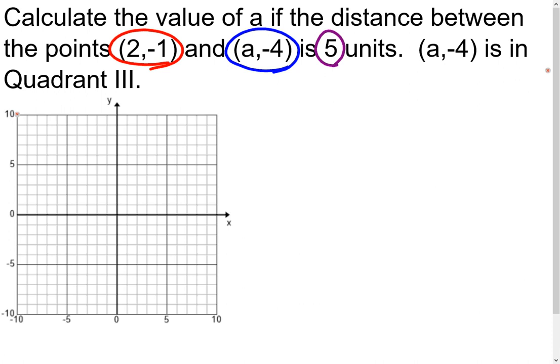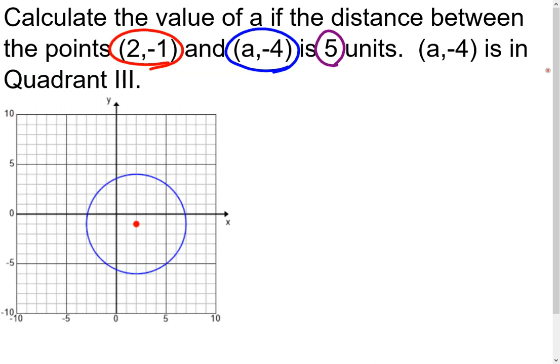So here's what I've done. I've looked at it. If I graph it, it looks like this. Now I know I have a circle here, but notice I have my first point in the red. Now my second point, I don't know where that's at because I don't know the x value, but I do know that it's 5 units away from the center. So 5 units away from that red point is any one of those points that's on the blue. So I have to figure out where it is.